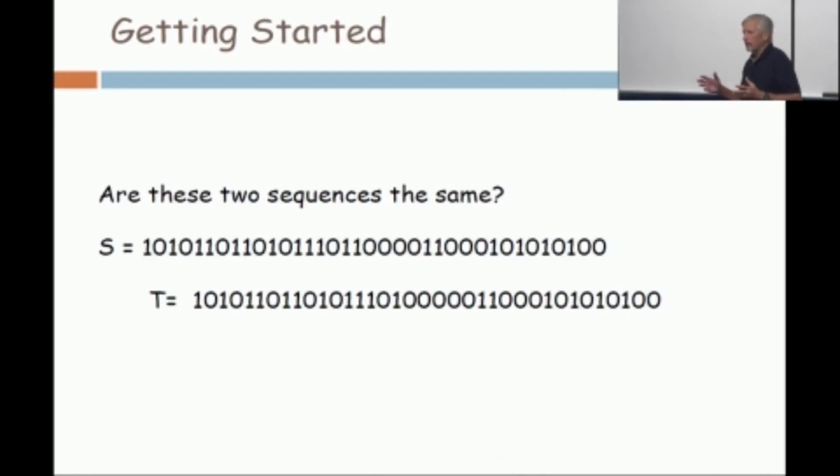What makes discrete math, what makes combinatorics, what makes applied combinatorics different from other kinds of mathematics? And especially, what makes it different from the calculus? Here's a starter problem. I ask you, are those two sequences the same?